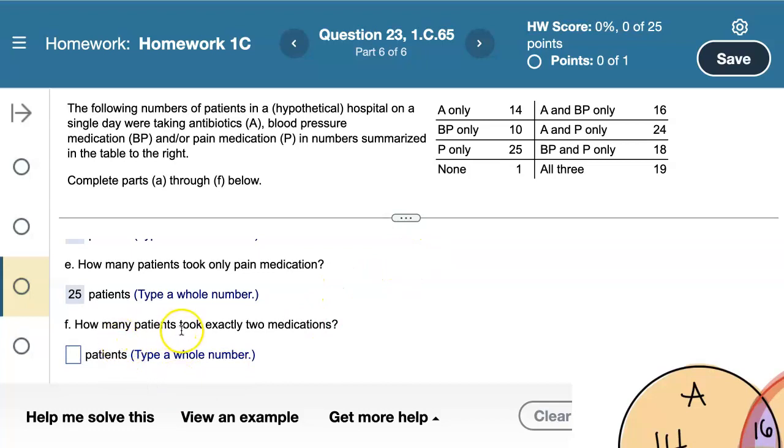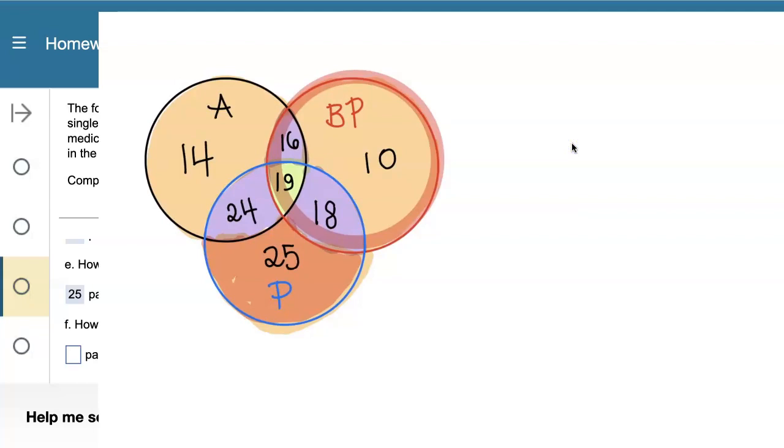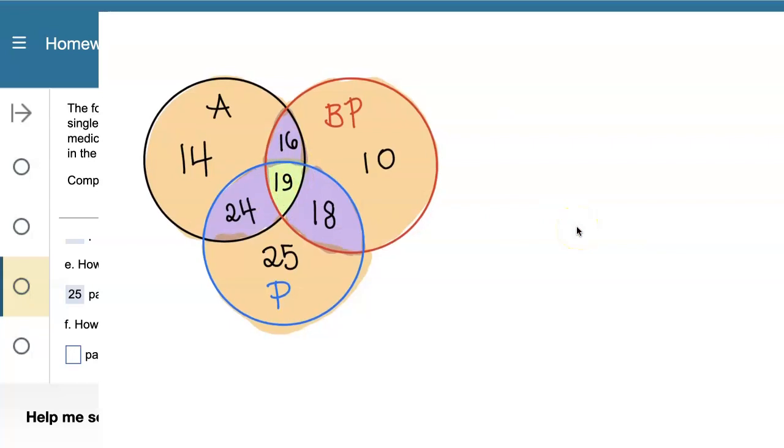And the very last part, what are they asking? How many patients took exactly 2 medications? Okay, so for that, we're looking for all the purples, okay? You see the green section is the people who took all 3 medications. The purples are where only 2 regions intersect. So I'm going to add those up together. 16 plus 18 plus 24.